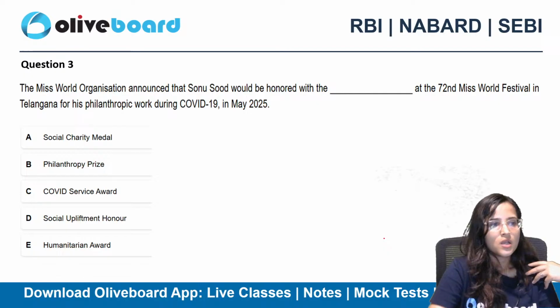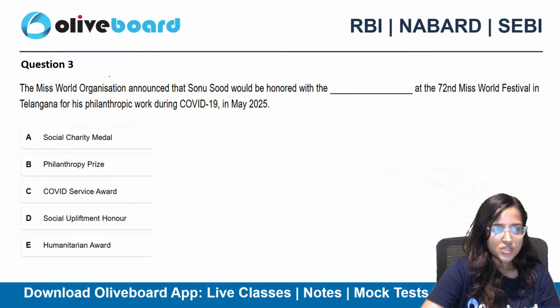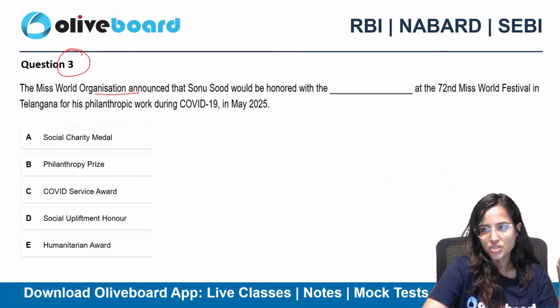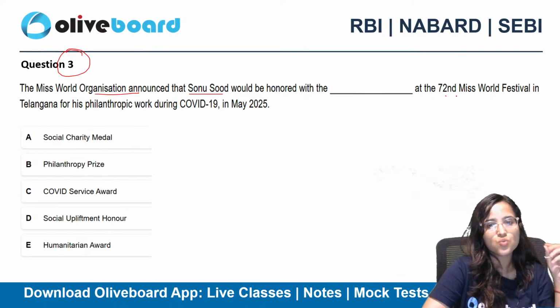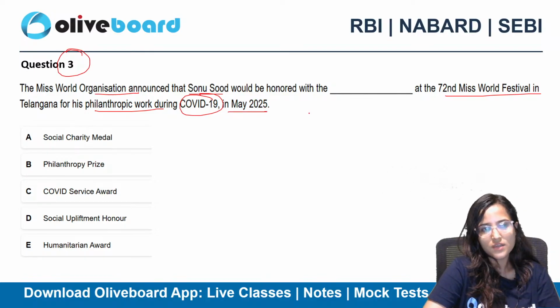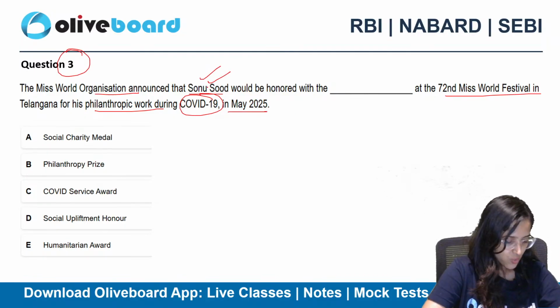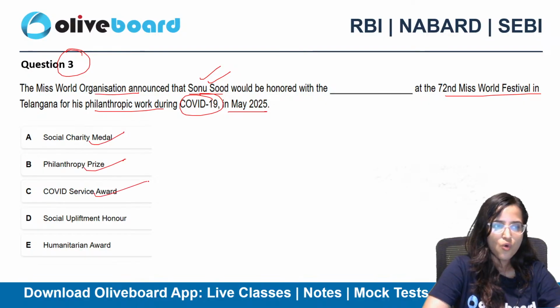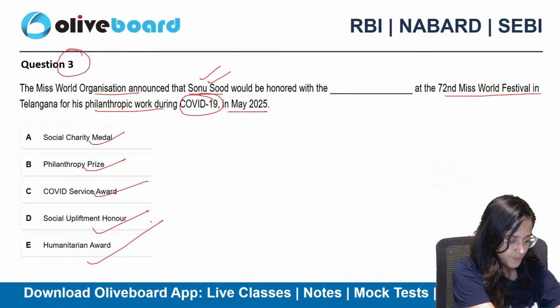The Miss World organization, we have question 3 on board for you. The Miss World organization announced that Sonu Sood would be honored with the award at the 72nd Miss World Festival in Telangana for his philanthropic work during COVID-19 in May 2025. So which award will Sonu Sood get? Social Charity Medal, Philanthropy Prize, COVID Service Award, Social Upliftment Honor, or the Humanitarian Award?